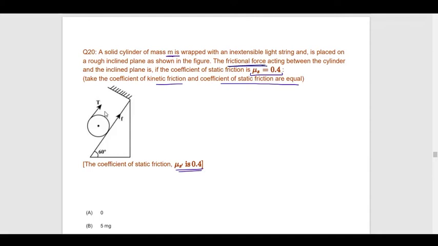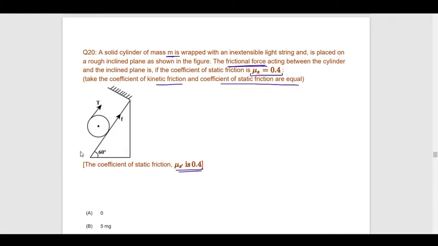So in order to understand or solve this question, we need to first figure out what will be the condition at the location where the cylinder and inclined plane are touching each other. Whether we have a static condition or a kinetic condition at this location. So in order to do that, let's consider the condition of equilibrium. In order to assess the situation, let us consider that the cylinder is going to be at rest.